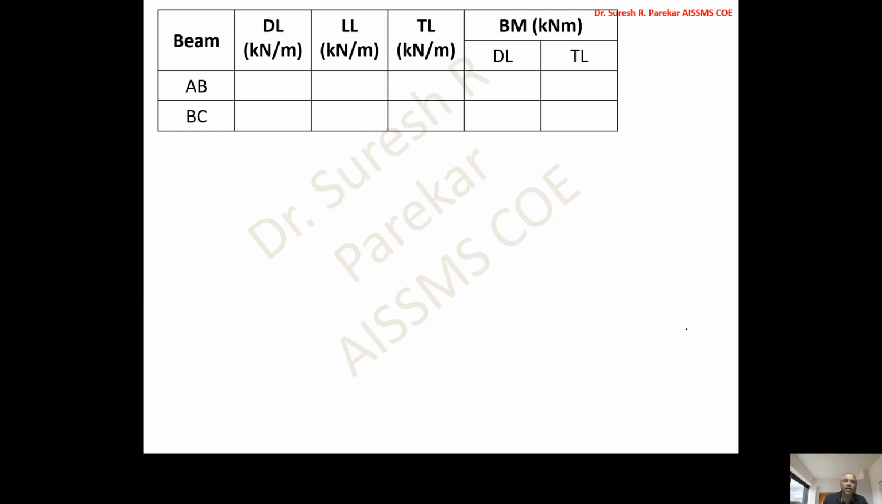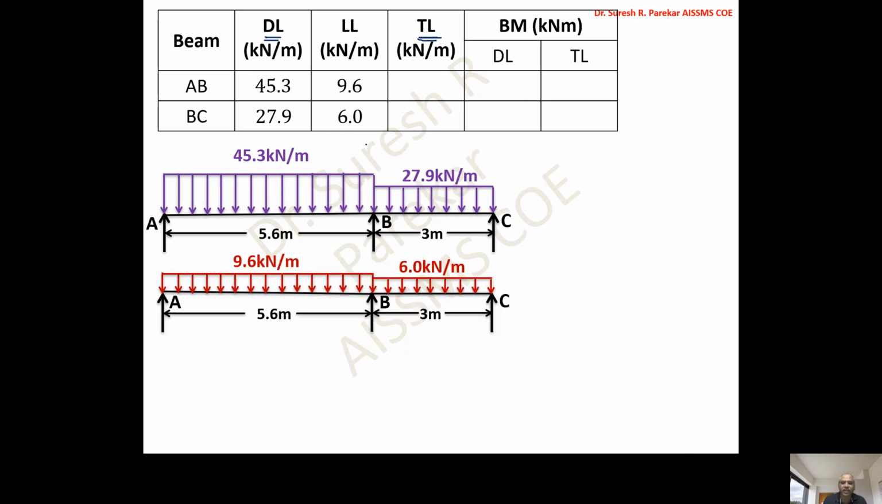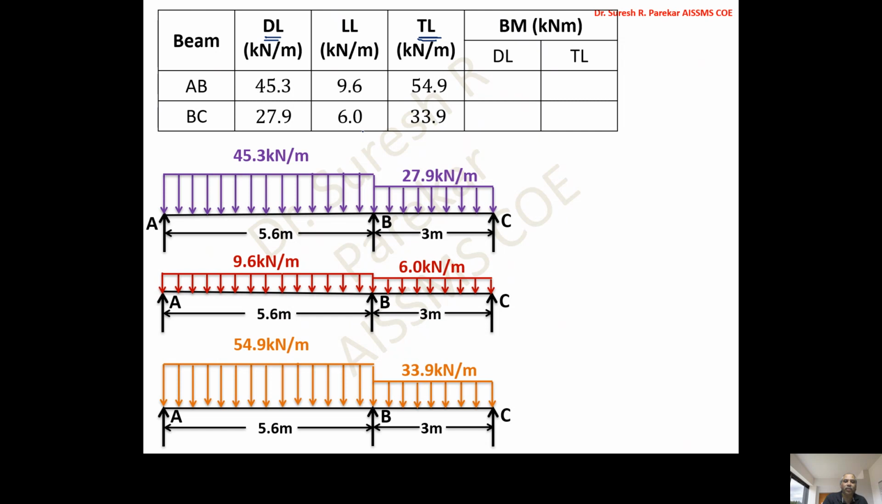And then we will go with a table on which we will write all the values, that is of dead load, live load, and then total load. Because we have on beams dead load, or we have on beams total load. Now we will see how we will go for this. We have dead load on AB 45.3, dead load on BC 27.9. Then live load, if you will see on AB, we have 9.6, BC we have 6. And total load we have 54.9 and then 33.9 kilonewton per meter.